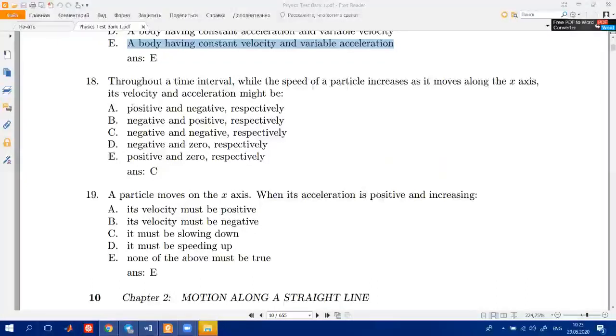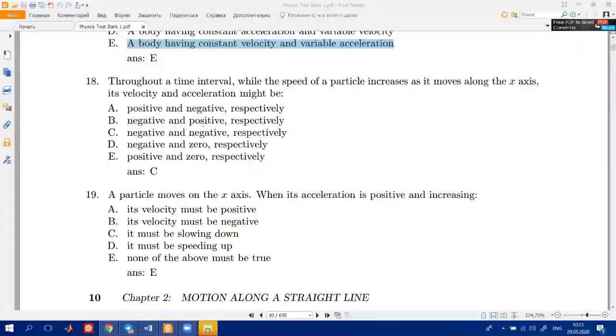Demak, mos ravishda tezligi musbat, tezlanishi manfiy. Bunaqa bo'lishi mumkin. So, the velocity can be positive and acceleration can be negative. For example, if you throw a body vertically up, velocity is positive because the y-axis is directed up and velocity is directed upwards. But acceleration, g, acceleration due to gravity, has direction down. That's why it's negative. So it's possible.